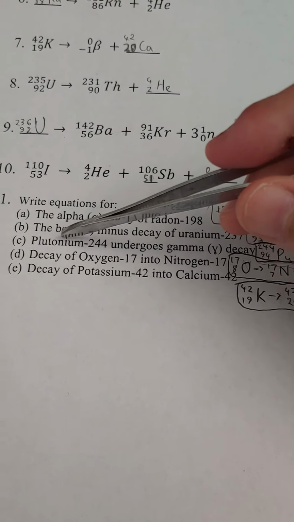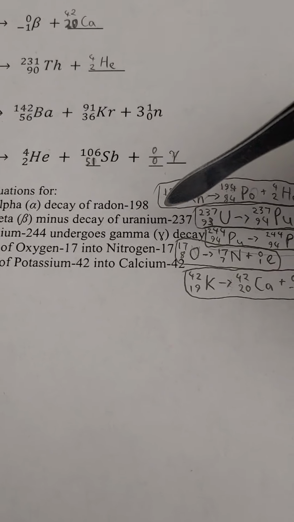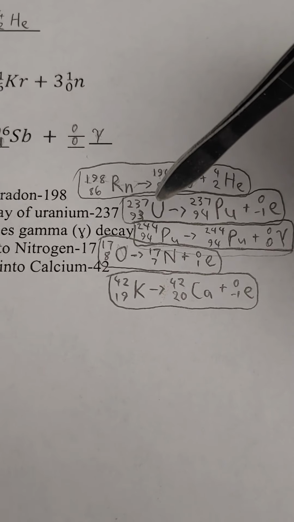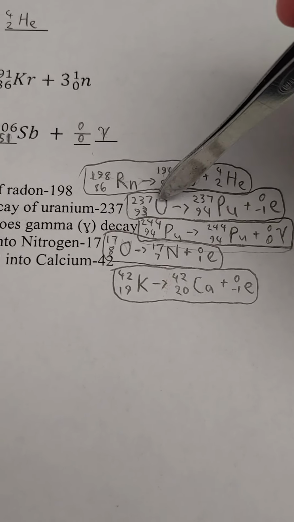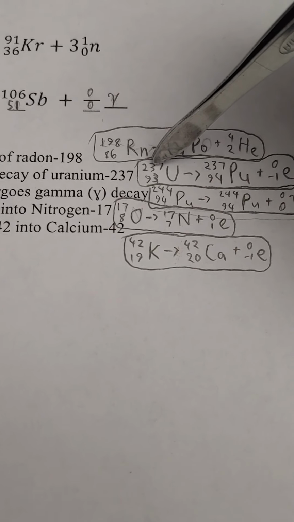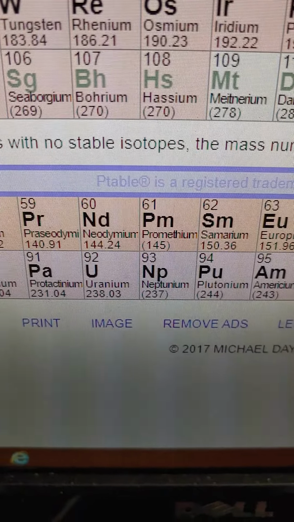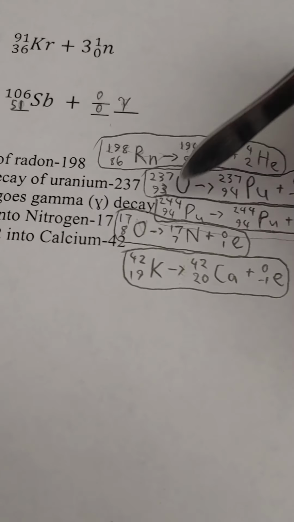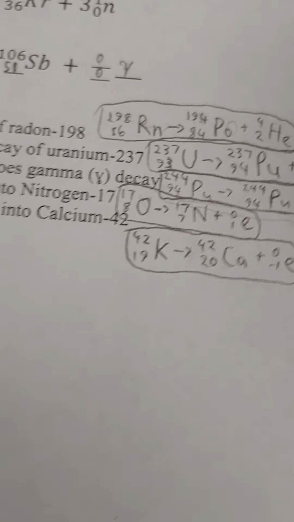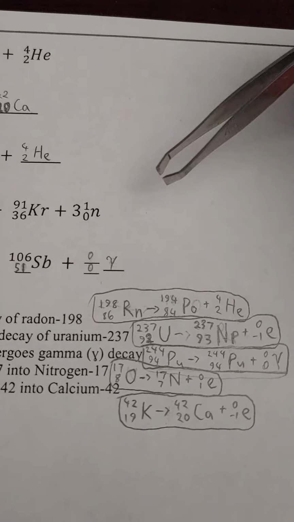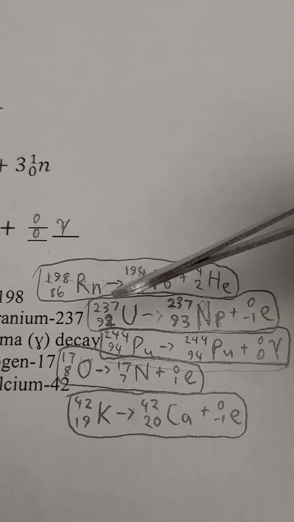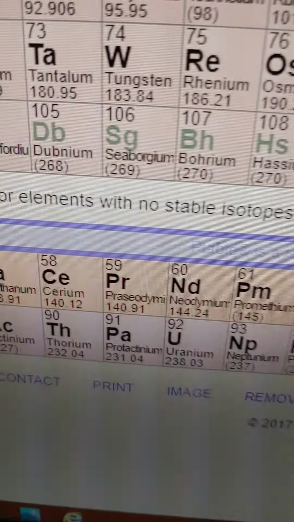And letter B is the beta minus decay of uranium 237. So the mass of this uranium atom is 237. The atomic number of uranium is 92. I made a mistake. It's supposed to be 92. Let me fix that real quick. So this is 92, the atomic number of uranium.